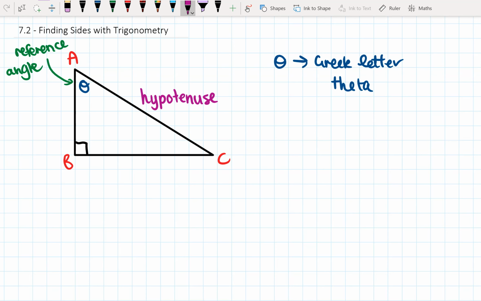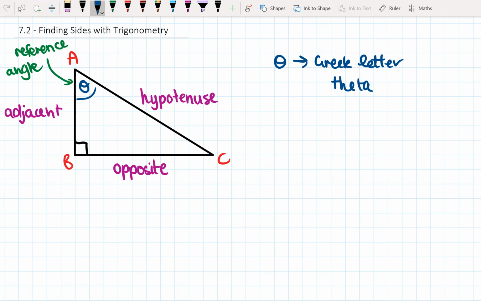Now, the side that is over here, you could describe that side as being opposite the reference angle. So we are going to call this the opposite side. Nice and easy, opposite. Okay, the other one we are going to call the adjacent side. Okay, this is the adjacent side. Adjacent just means next to. Okay, so this is our reference angle theta, our adjacent side, our opposite side, and our hypotenuse. And as I said, we're now going to be able to use these with our trig ratios.